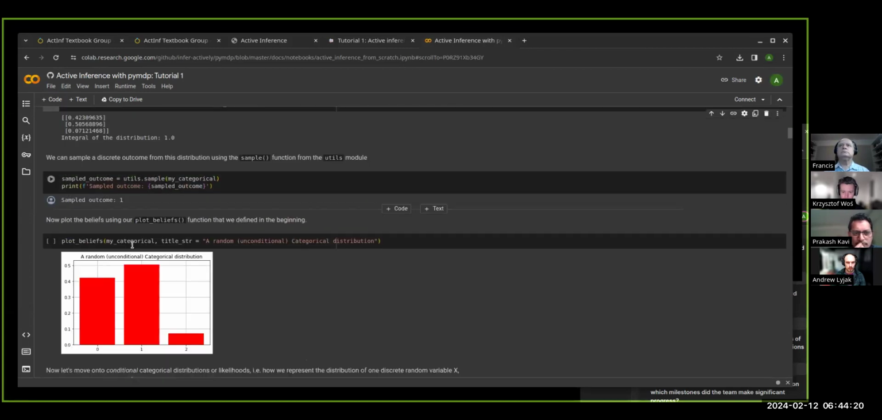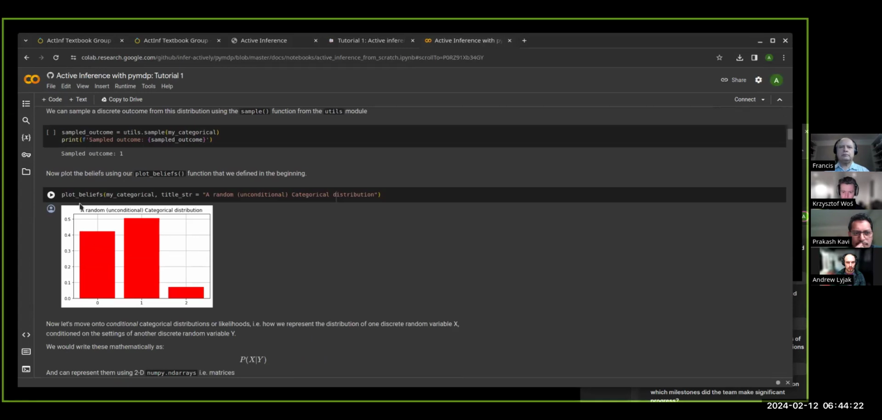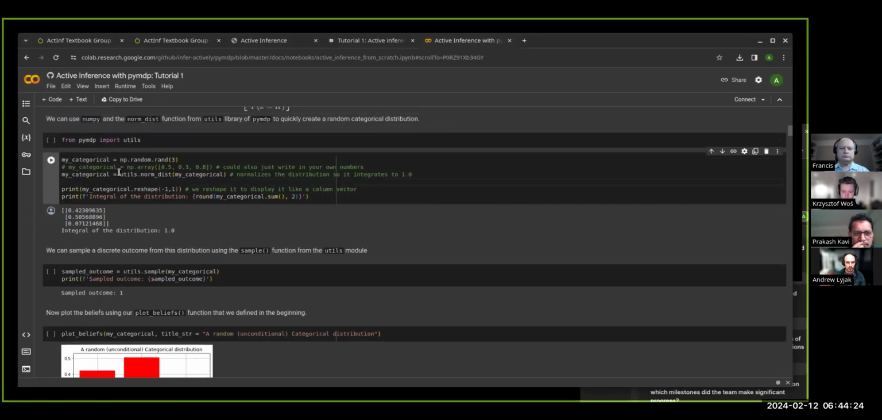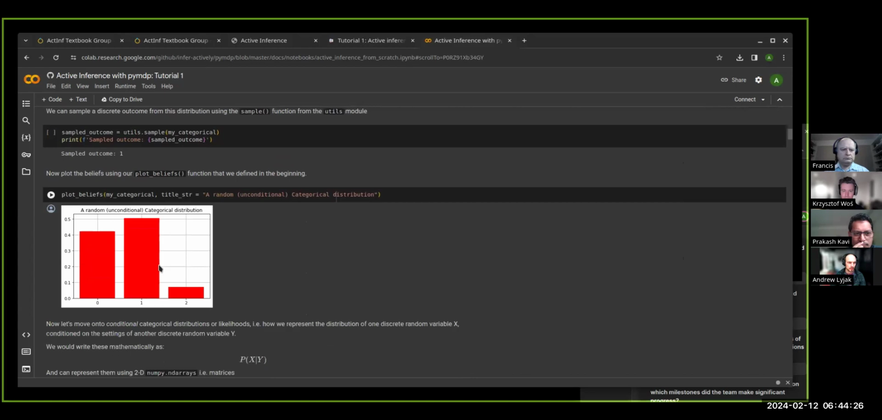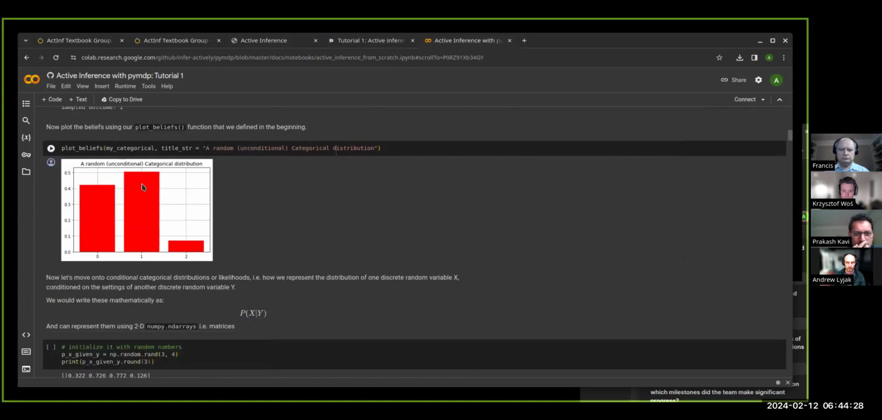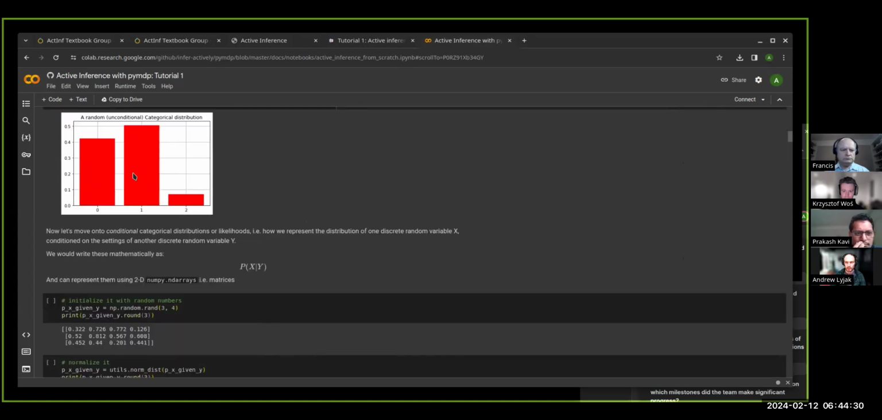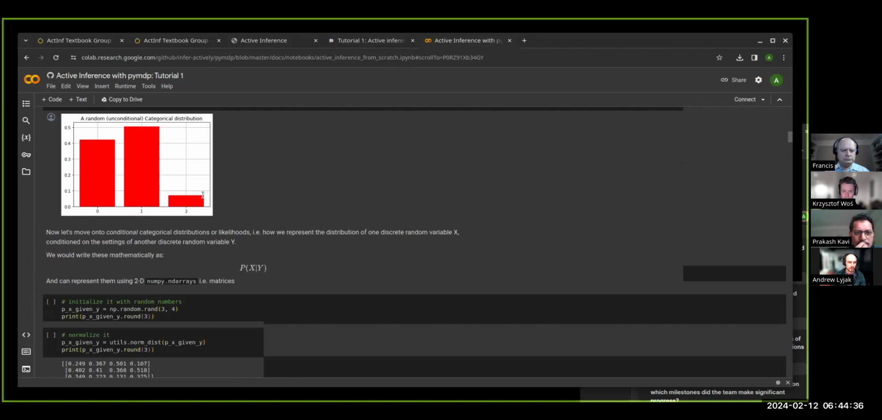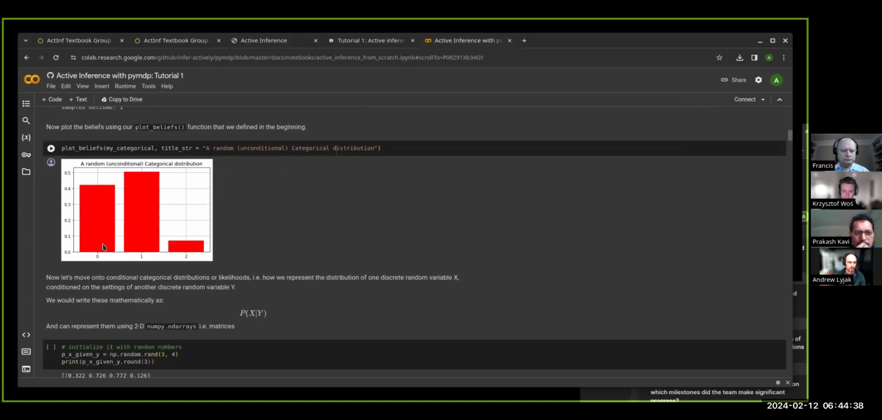Okay. Here, they're just showing what this function does and plotting a categorical distribution. So it's kind of built as a little step-by-step. This is not building the agent yet. This is like a three-sided coin flip.